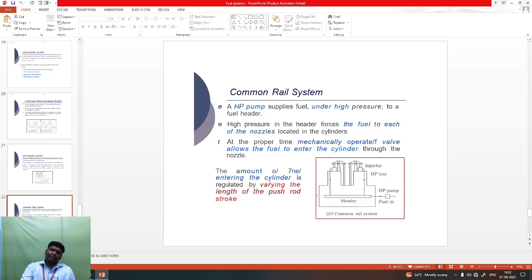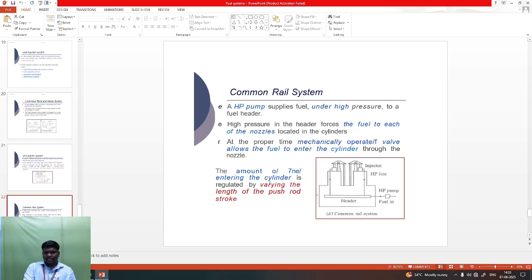So in a common rail system there will be more than 2, or 3, 4, 5, 6 injectors. If we have 6 injectors, the 6 cylinders are connected to a single header only. So the header passes the fuel to all the injectors. This is called a common rail system.